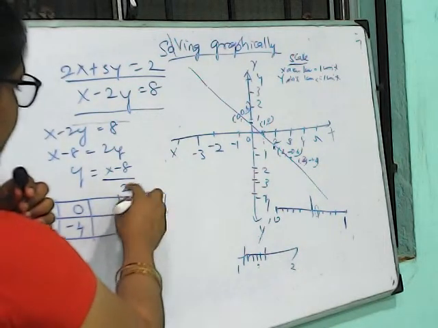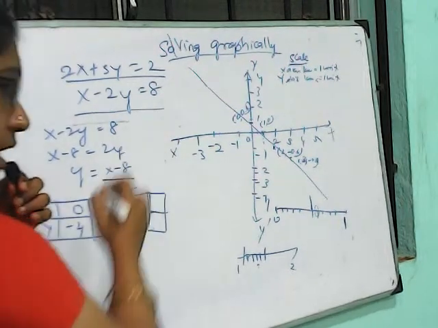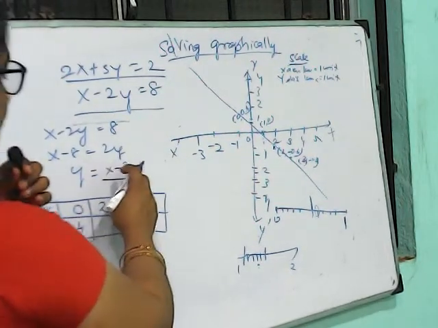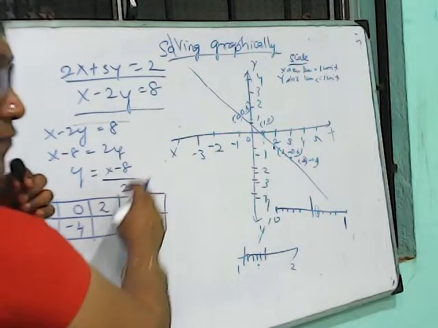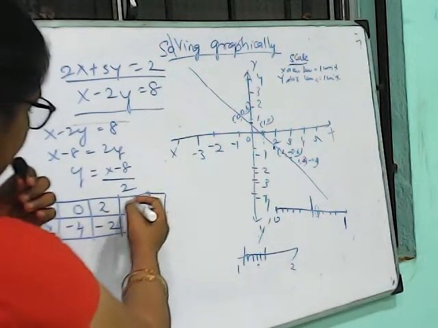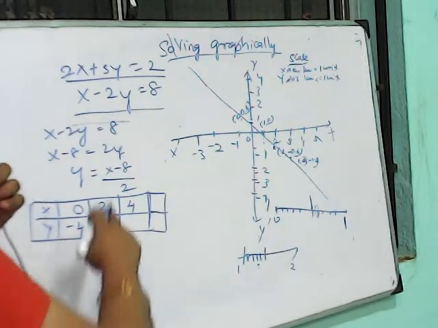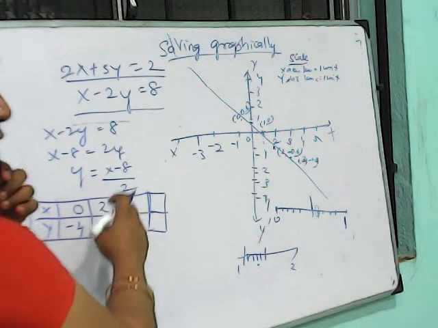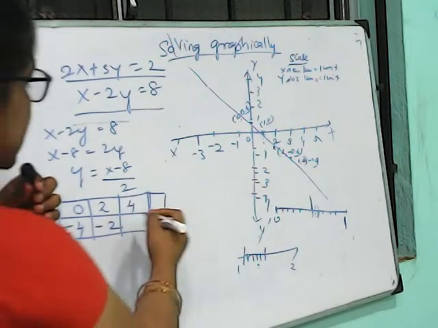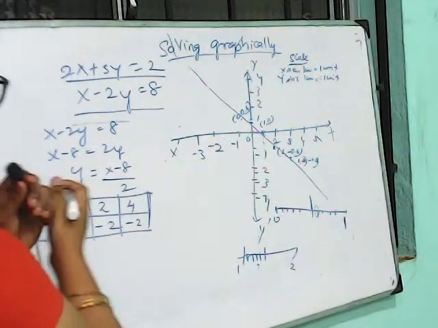Okay, next number, since there is a 2 here I am going to take only even numbers. So let me take 2. 2 minus 8 is minus 6. Minus 6 by 2 will become minus 3. Okay, next, what do I take for x? Let me take 4. Now when I take 4, 4 minus 8 by 2 which is minus 4 by 2 which is minus 2. This is enough. 3 values are enough.